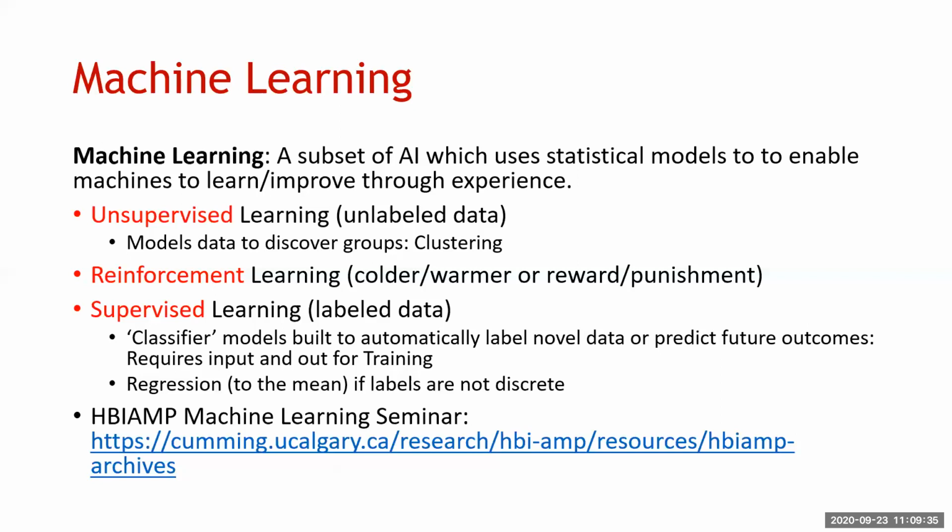Supervised learning is when you input data that's already been labeled, and the models you're looking for act as classifiers, so that they will eventually learn enough to automatically label new data that comes in or predict future outcomes. And then, of course, if your labels are not very discrete, you can have regression options there for supervised learning.